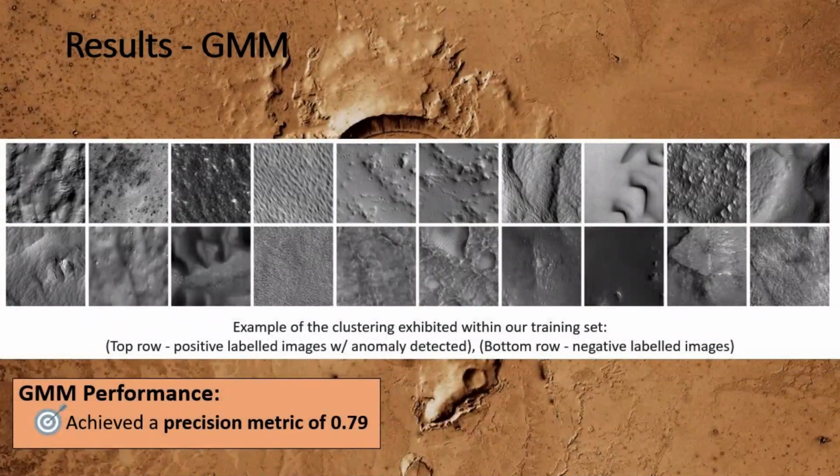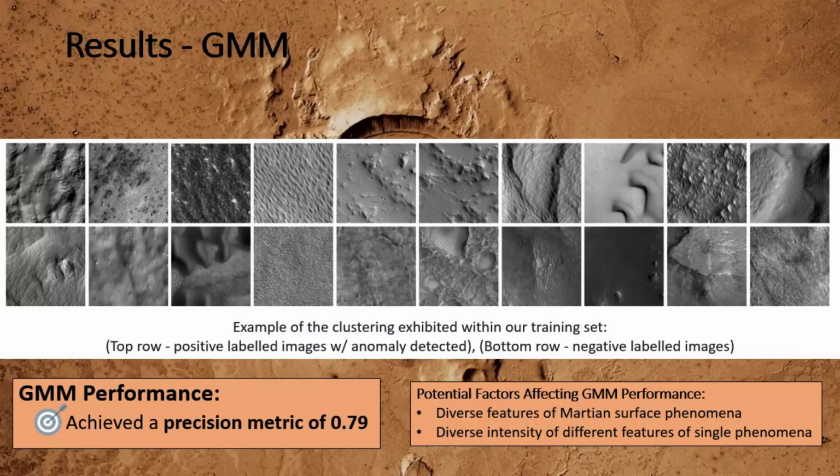Initially, our GMM achieved a precision metric of 0.67 when tested with the validation dataset. However, further parameter tuning increases this metric to 0.79. Despite this significant increase in achieved precision, we hypothesized that the difficulty in reaching an ideal precision metric could be due to the diversity of the features of Martian surface phenomena. Consequently, the simple features we extract and pass to our model may not be sufficient at capturing this significant diversity.